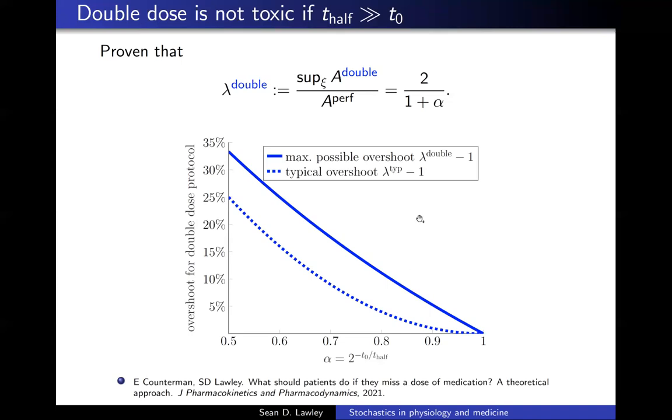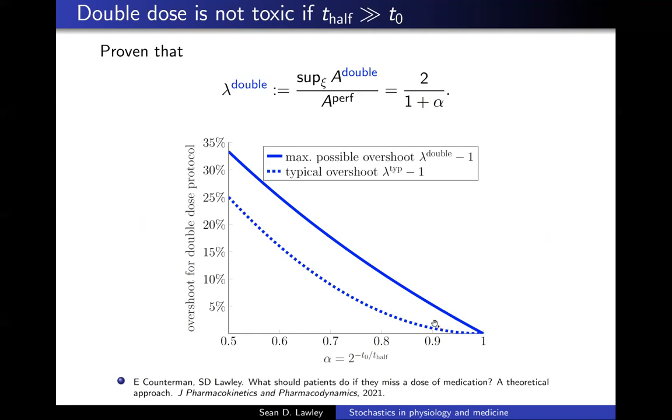So we can define this statistic, I'll call it lambda super double, and that's just the supremum over all patterns of remembering and forgetting. This is the largest amount you can have in your body if you're following the double dose protocol, compared to the amount you would have if you're following the protocol perfectly, taking your drug exactly as you should. And it's 2 over 1 minus alpha.